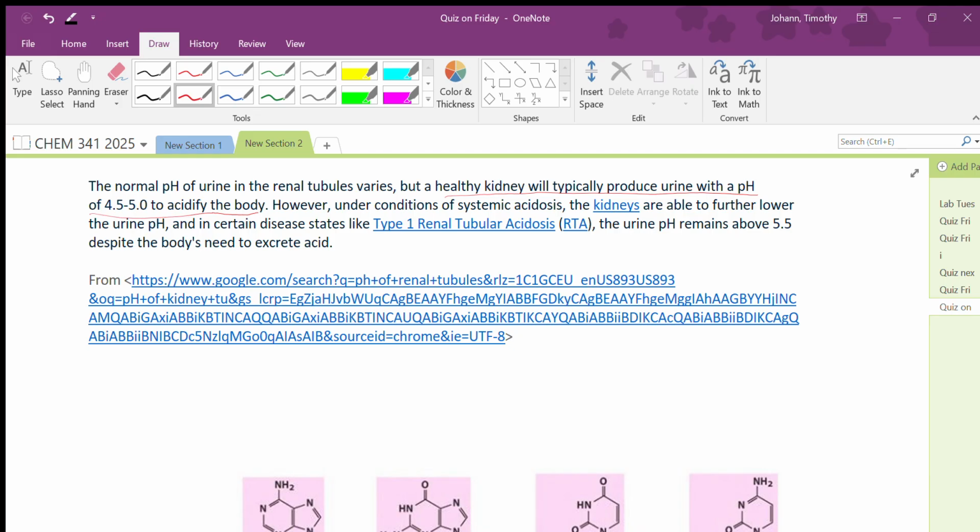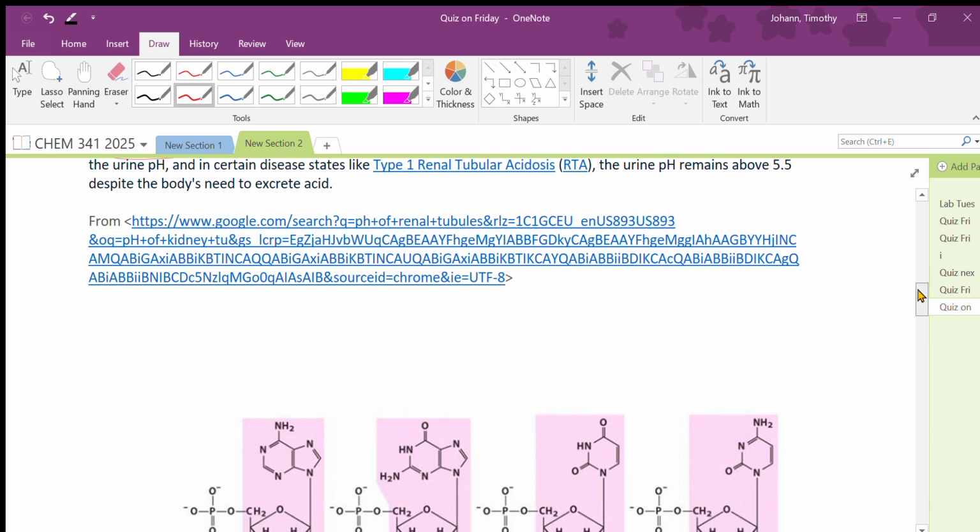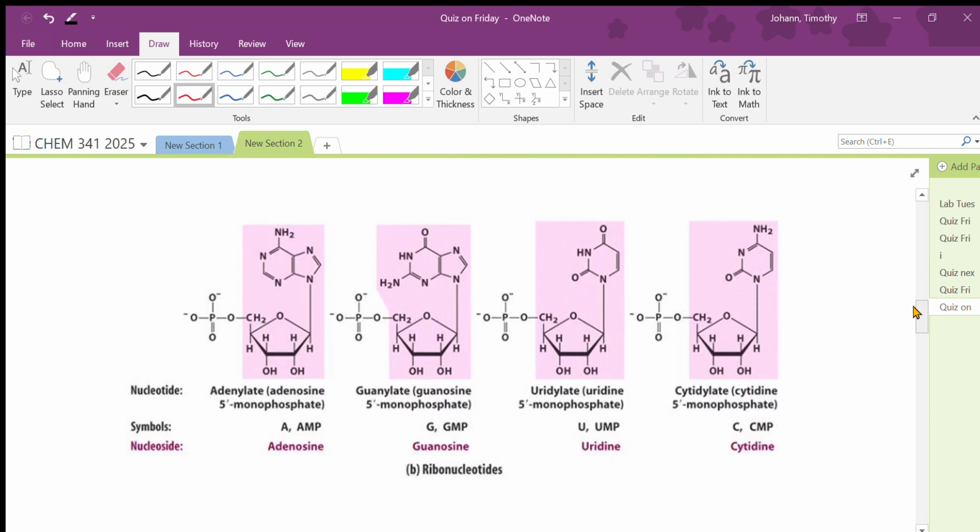Let's accept that that's correct. And then it says when somebody has renal tubular acidosis, the urine pH remains above 5.5. Really? It's renal tubular acidosis. That seems wrong to me. Okay? All right. So anyway, don't trust the AI answers. Not trying to get you to not use AI, but be careful with it.